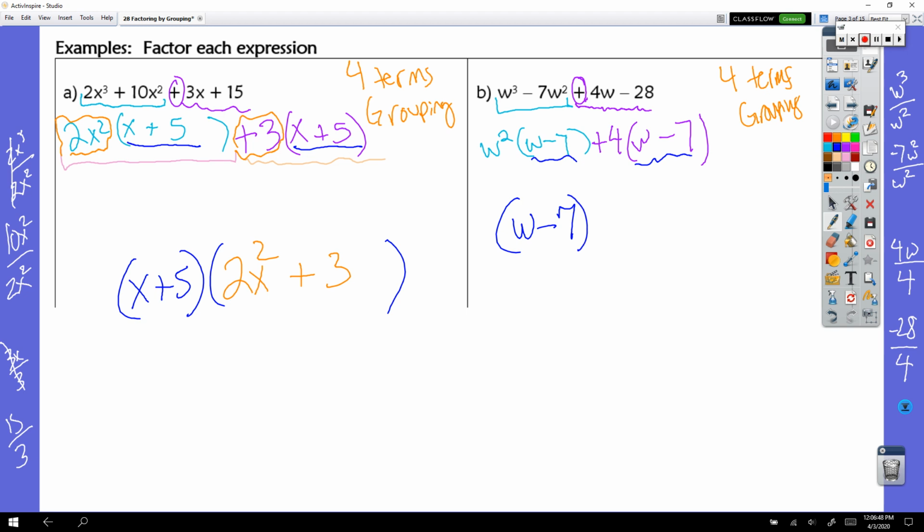So we're going to write down w minus 7 in parentheses, and the leftovers of that factoring from the blue and the purple terms will go in our second set of parentheses. So from the light blue section, the w squared is left over, so I have to write down a w squared in the second parentheses, and in the purple section, the plus 4 is left over, so I have to write down a plus 4. So my two factors are w minus 7 and w squared plus 4.